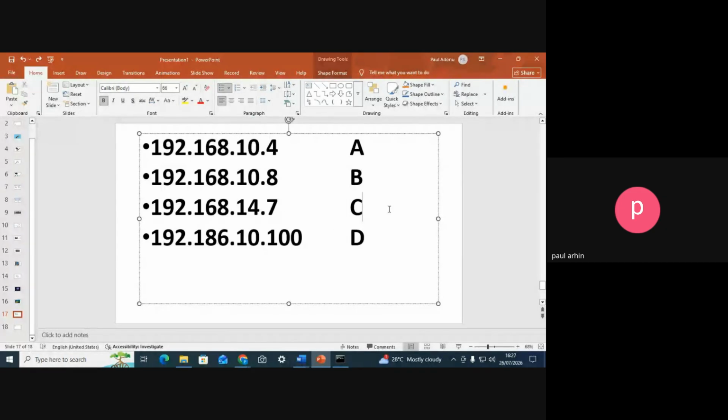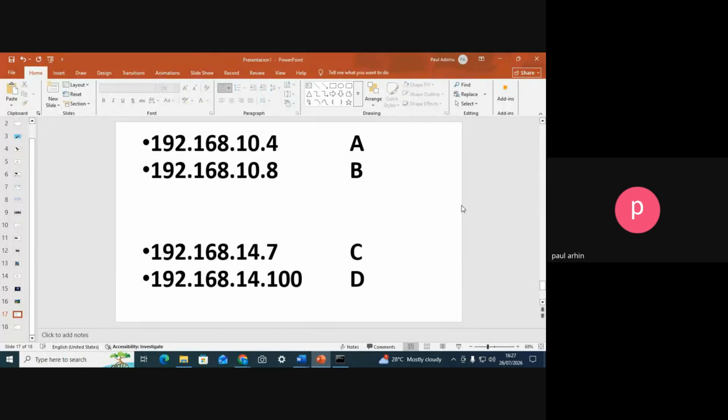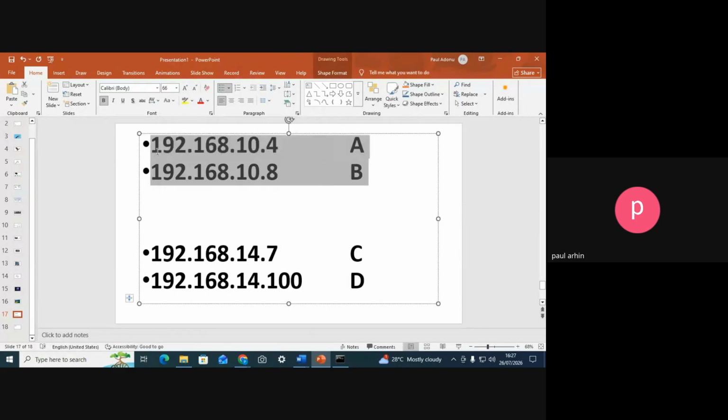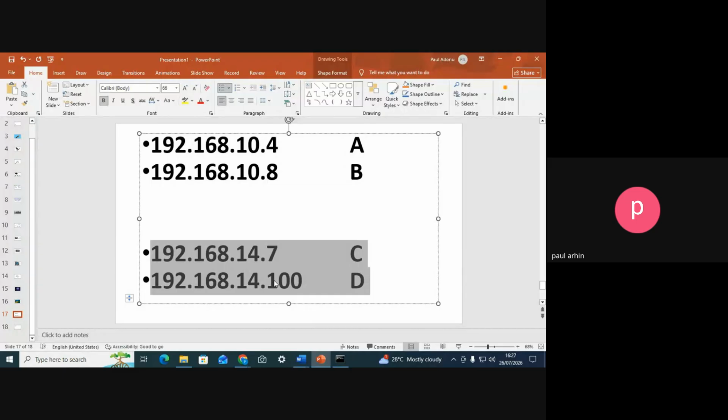Clear? Let me quickly do this. See what I'm going to do here. 168 here, 168 and 14 here. So it means that A and B can communicate. C and D cannot communicate with them, but C and D can communicate with each other. So to get it done, you must have two different networks. This one is in one network, and these two are in another network. Because the three here are the same, and these guys too, the three here are the same. So they are found in two different networks.